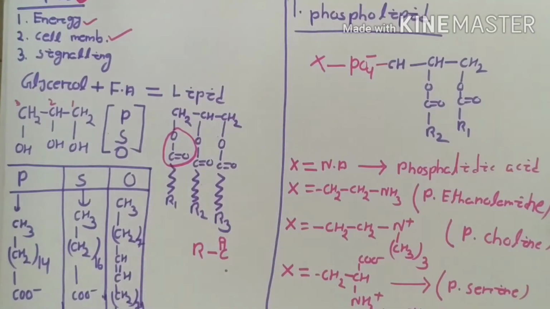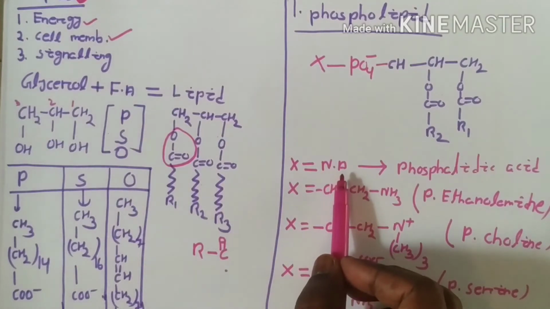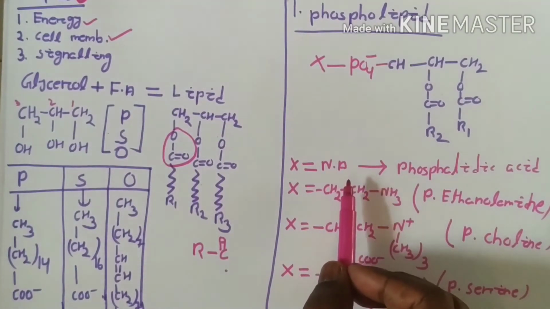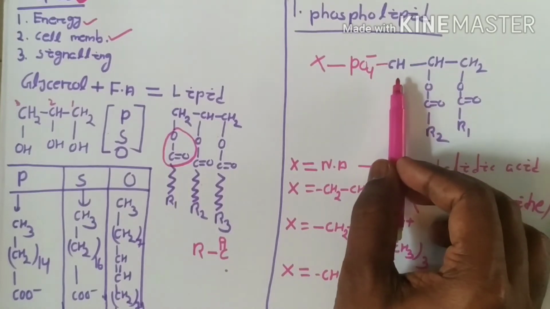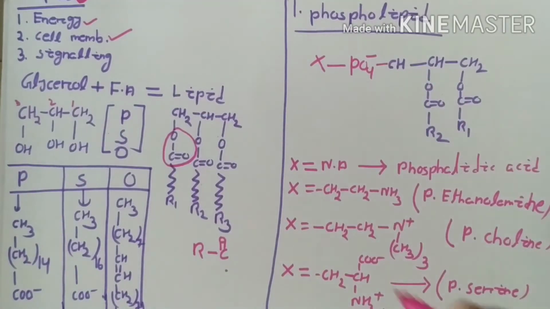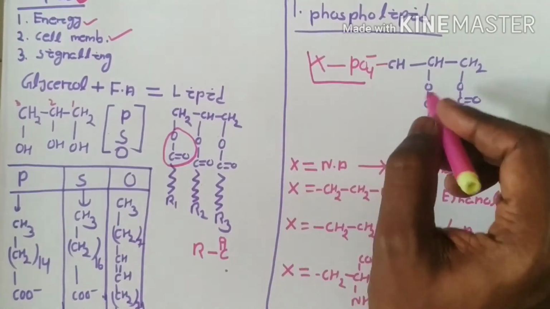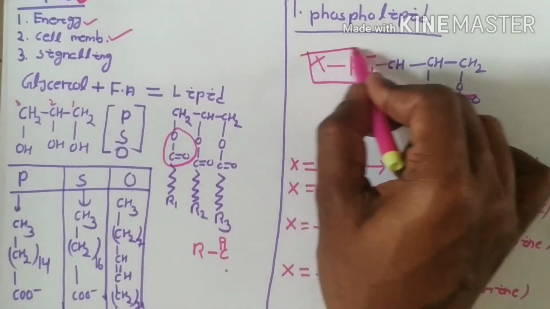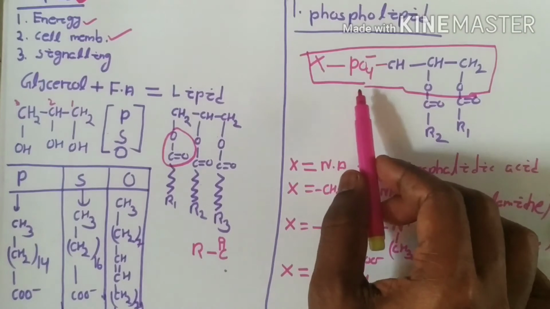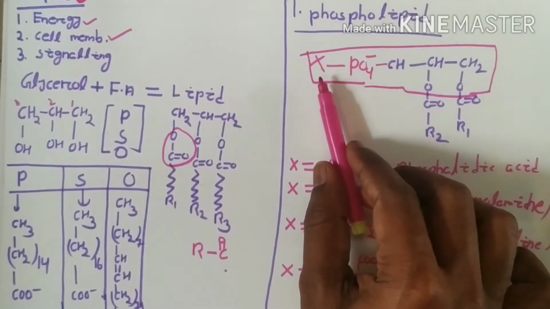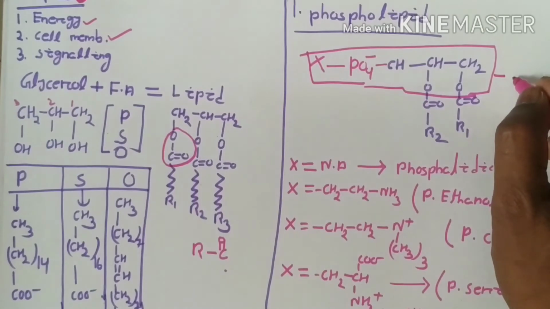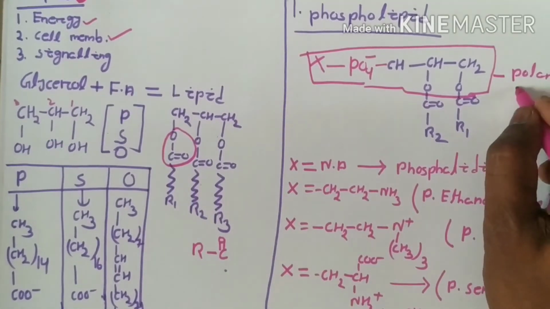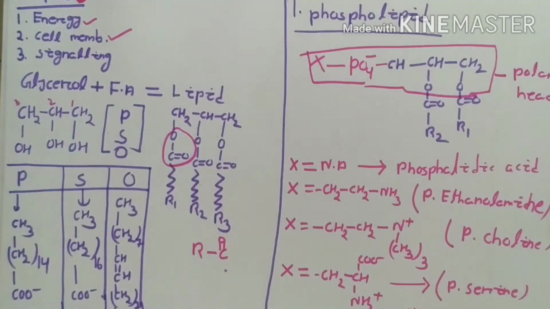In the case of phospholipid, if the X group is not available, it is known as phosphatidic acid. That is, only PO4 is attached to this carbon. And let me tell you one thing, this portion including our glycerol, phosphate and the functional group belongs to the polar head of the phospholipid, and the rest contributes to the non-polar part of the phospholipid.